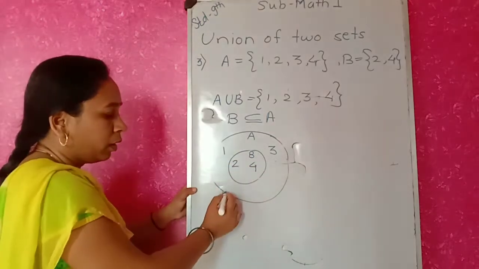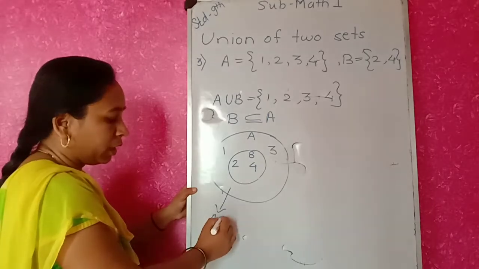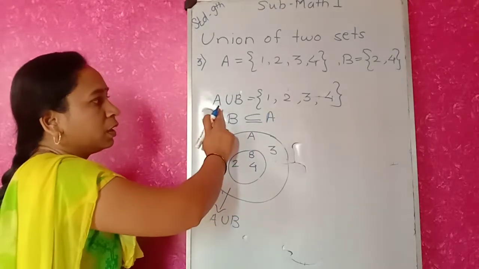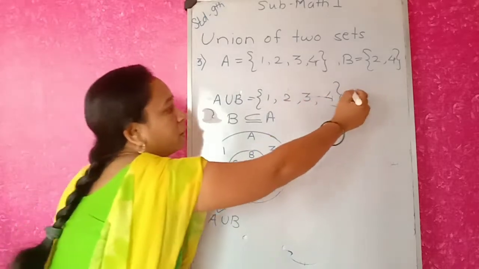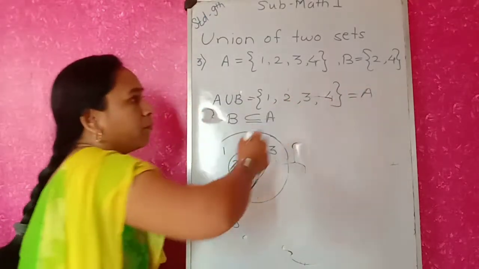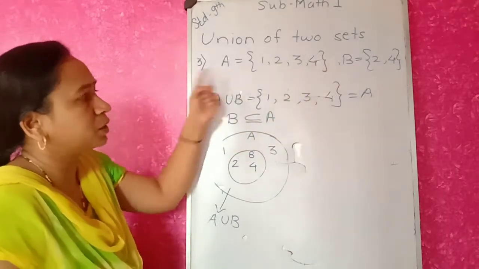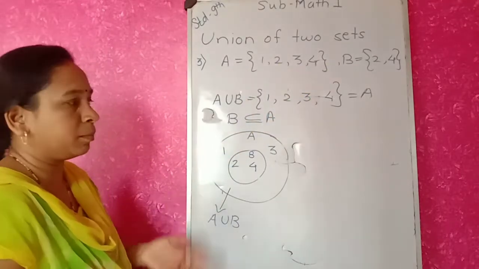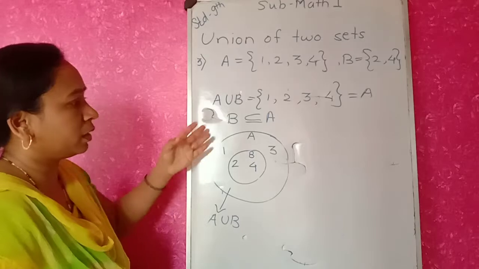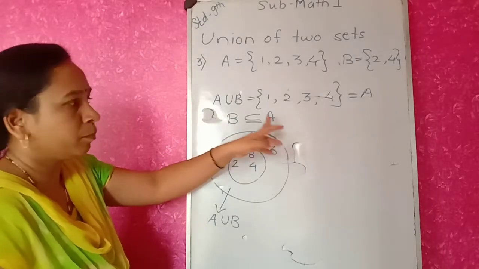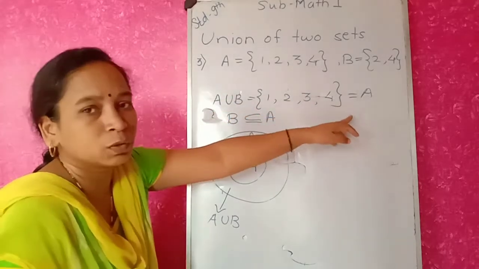So, this whole A shows A union B. If you observe, if it is a subset, you get nothing but the set A. Why have we got the set A only? Because B is a subset of A, with all the elements of B included in it. So, A union B is equal to A.